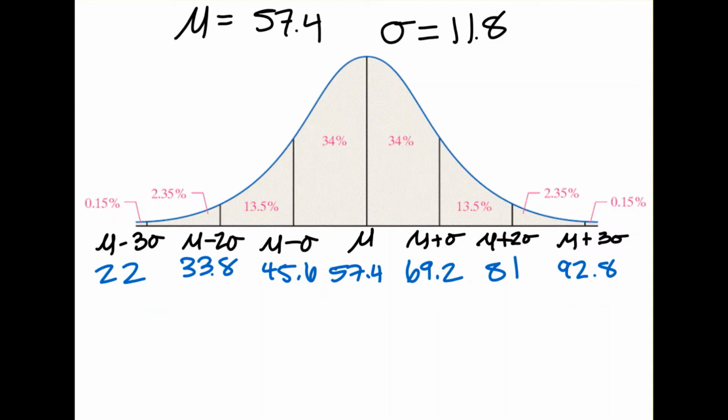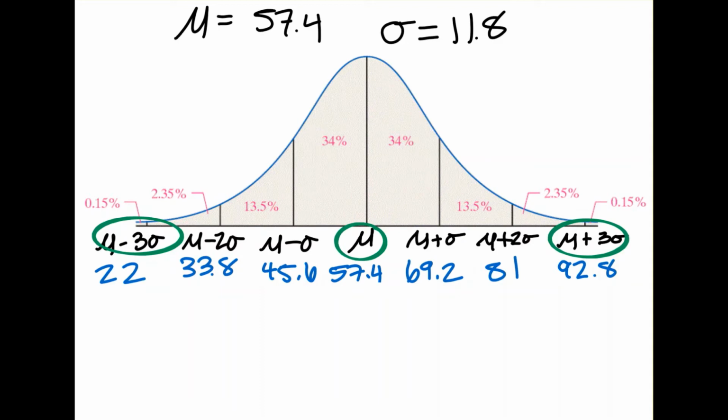Part A wants us to find what percentage of patients have serum HDL within 3 standard deviations of the mean. So remember that the mean is here in the center. So now we will go 3 standard deviations to the left of the mean, and this will be at mu minus 3 sigma. So now let's go 3 standard deviations above the mean, and this will be at mu plus 3 sigma.